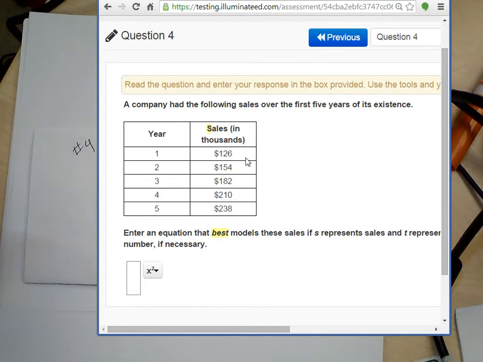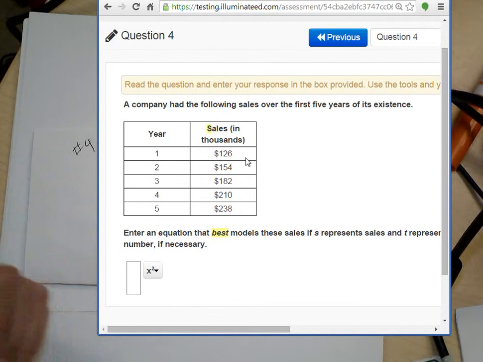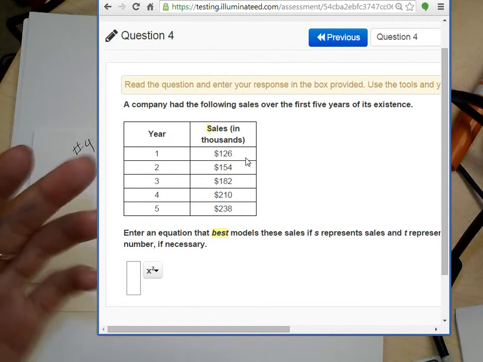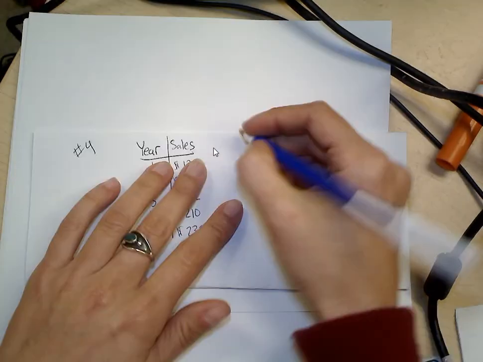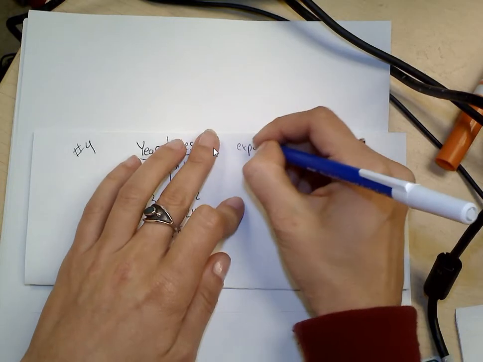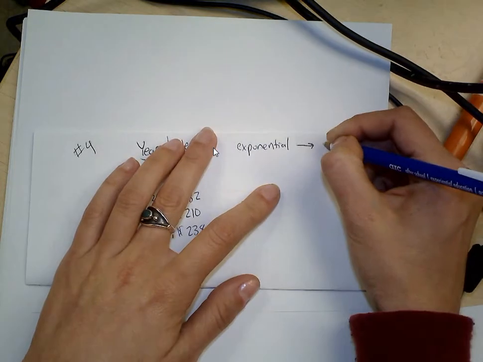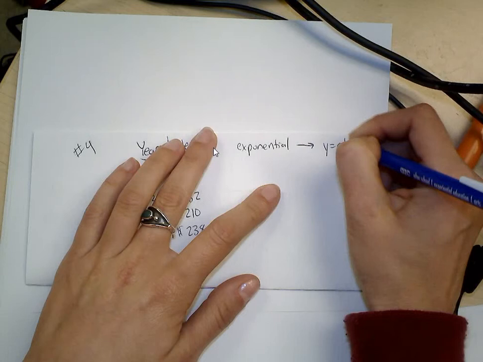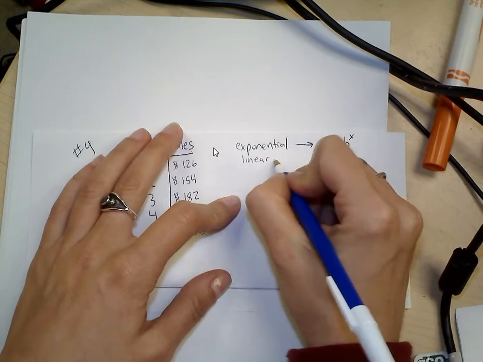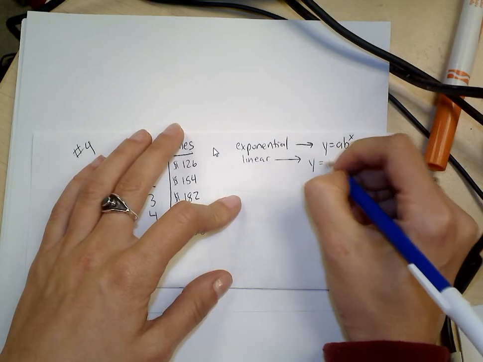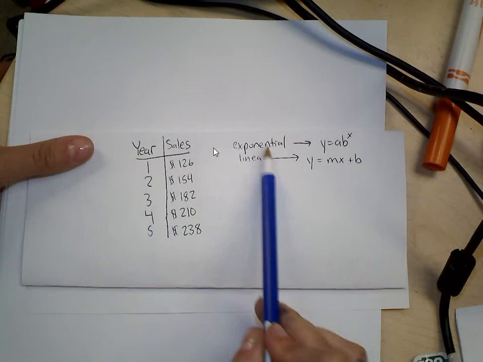First, if I want to create an equation, I have to figure out what type of function this is. Is this going to be a linear? Is it going to be a quadratic? Is it going to be an exponential? I know that if it's exponential, I have to put the equation in the form of y is equal to ab to the x. And if it's linear, that means I have to create it in the form of y is equal to mx plus b. So I have to figure out which one I need to use.